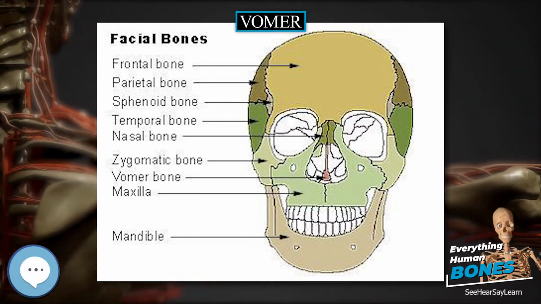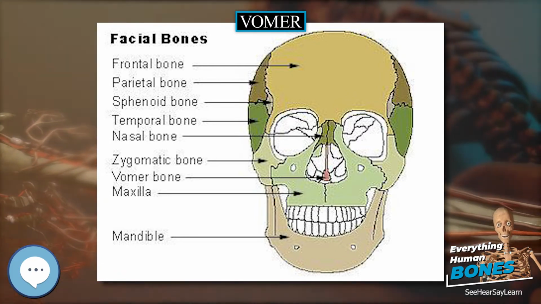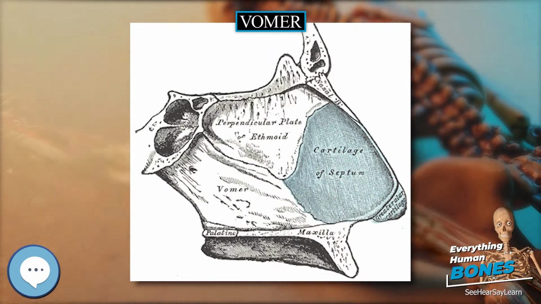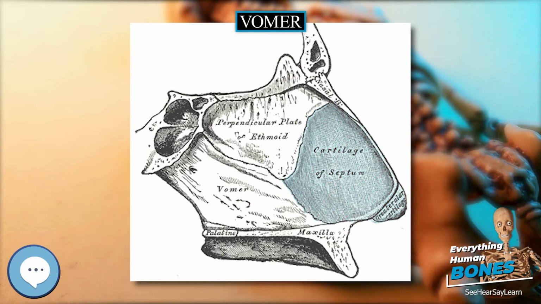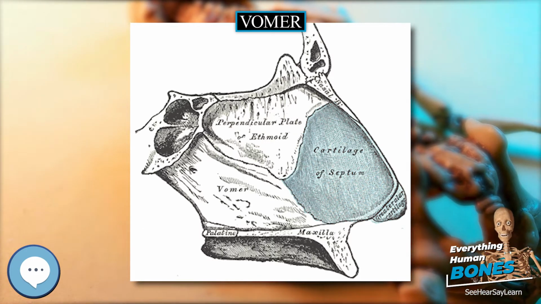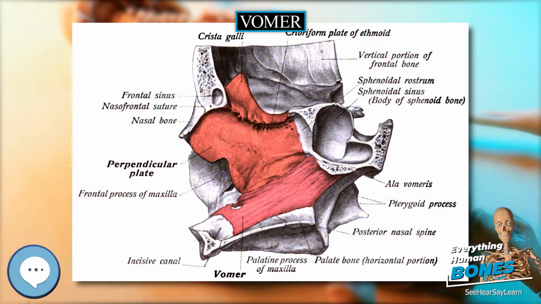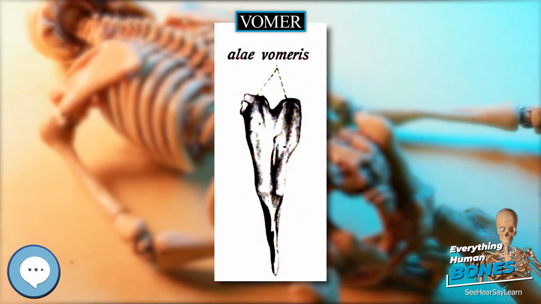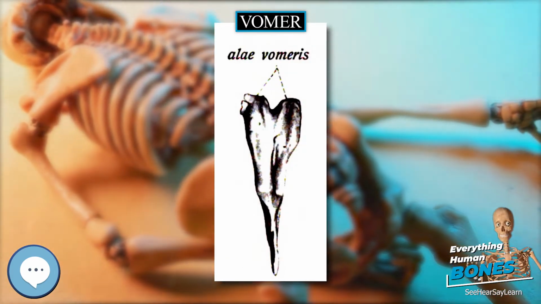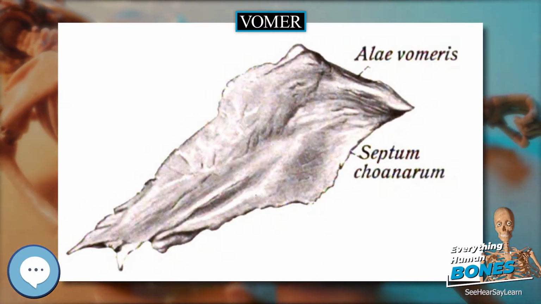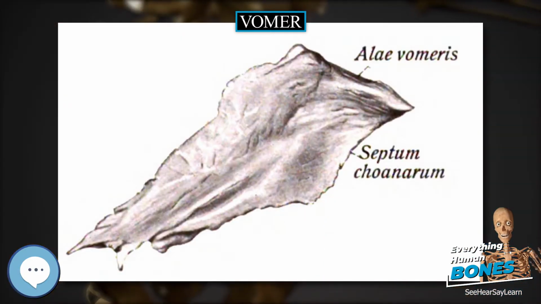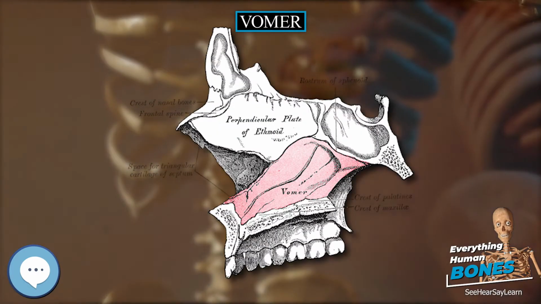Vomer. The vomer is one of the unpaired facial bones of the skull. It is located in the mid-sagittal line, and articulates with the sphenoid, the ethmoid, the left and right palatine bones, and the left and right maxillary bones. The vomer forms the inferior part of the nasal septum, with the superior part formed by the perpendicular plate of the ethmoid bone. The name is derived from the Latin word for a plowshare, in the shape of the bone.